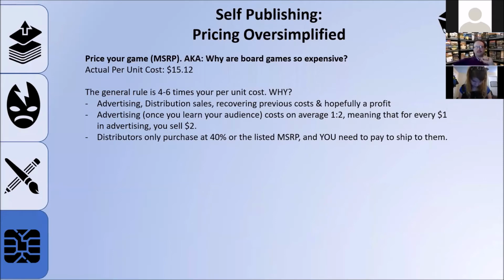Distributors. So distributors will only purchase your games at 40% of what you set the MSRP at. They will not go higher than that. Some of them may actually say that they'll only go as high as 35%. The reason being that they will then turn around and sell it to a game store at 55% of MSRP. The other thing is you have to pay to ship to them. So whatever it costs to ship those cases to the distributor, you are paying for that.